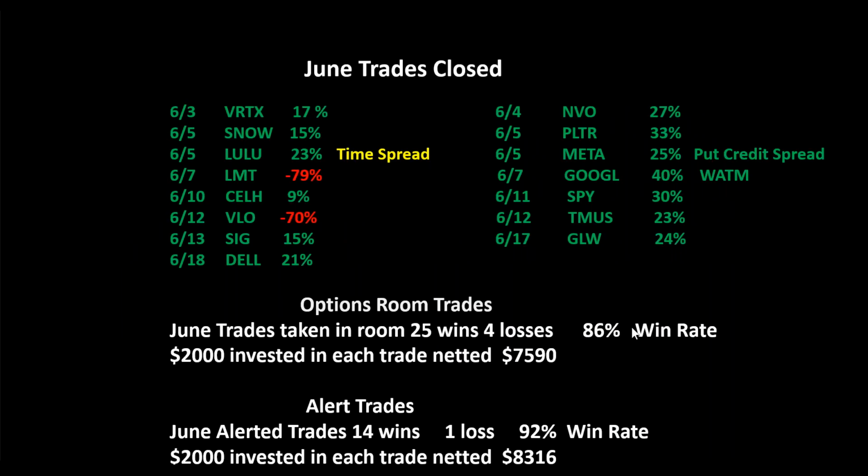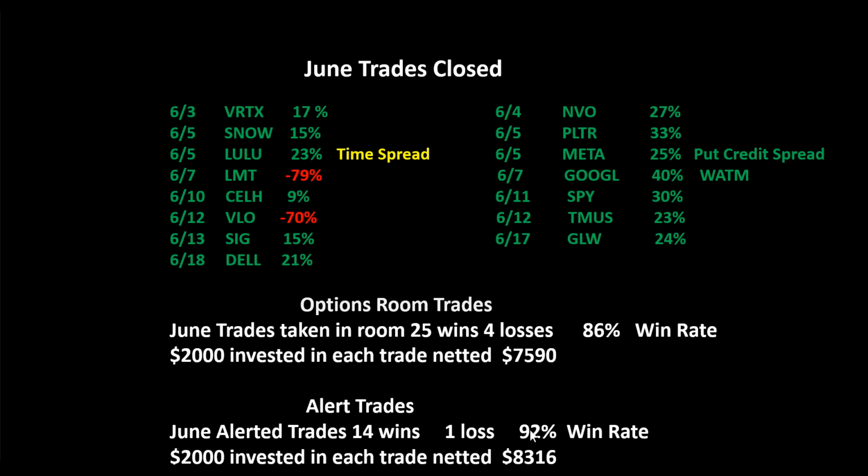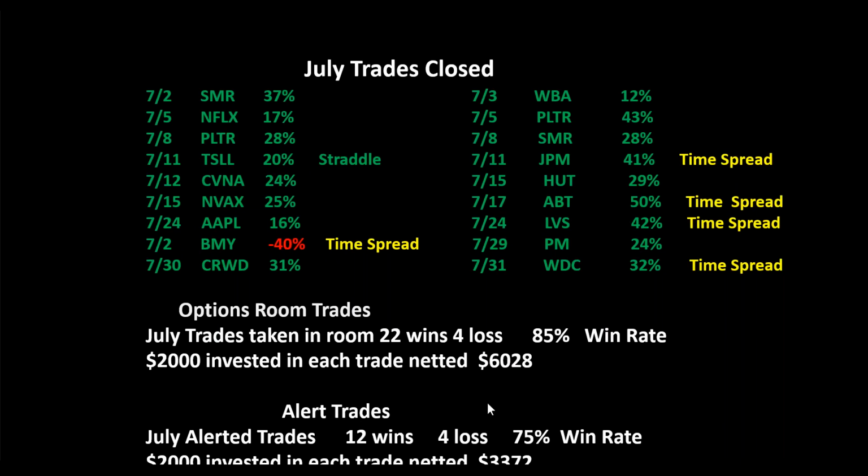June, 25 and 4, 75, 90. Made more money in the alert service in June than we did in the room. Only did 15 trades, 14 wins, 1 loss. This is pretty unusual to have that higher win rate, but 92 is pretty good. Here are your July numbers. You can see 22 and 4, 85% win rate. Only 75% win rate in the room, on the alerts, 12 and 4. But of course, you add the two together here, you got 12 and 4, and you got 14 and 1. So that comes out pretty high. But again, still made $3,300.